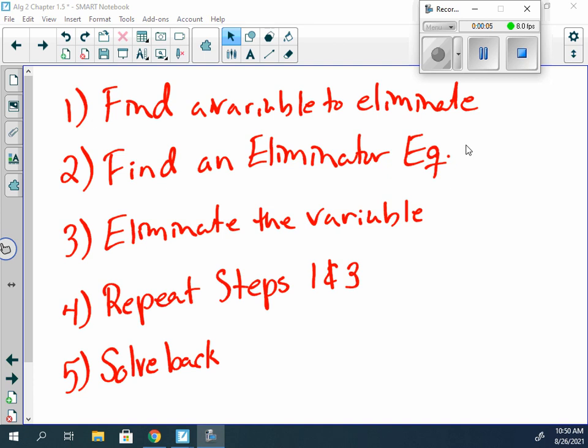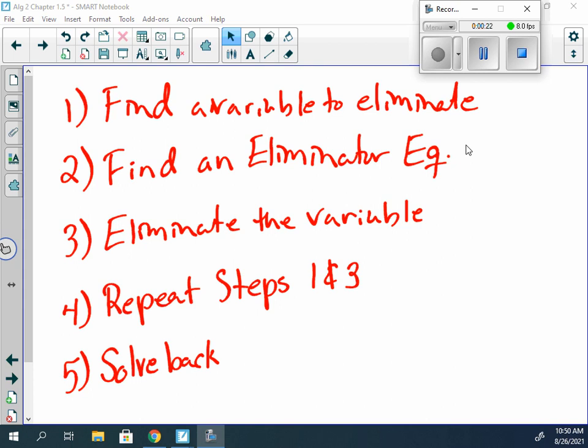Okay, so when we were solving these systems of linear equations yesterday, these were our 5 main steps for solving them. I believe this is the way that I had them.